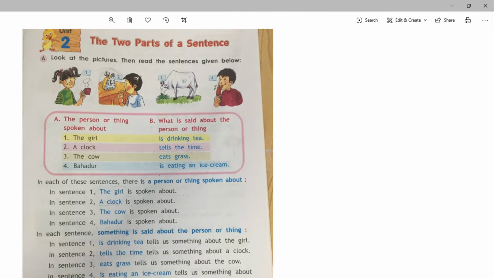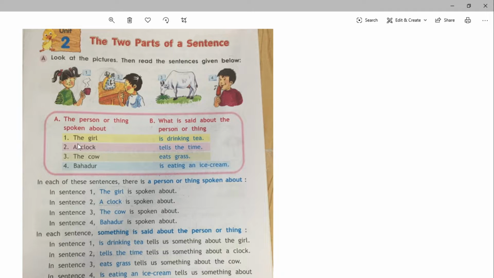Now let me read this for you. All sentences can be divided into two parts. The person or a thing spoken about. In the sentence, the person or the thing will be spoken about. We will speak about that person or thing. The second part is what is said about that person or thing, what we are saying about that particular person or thing.